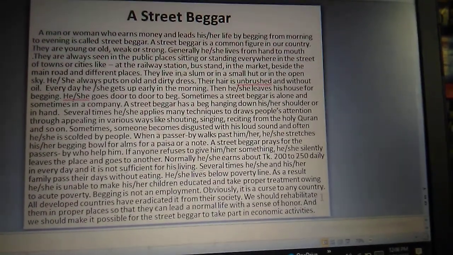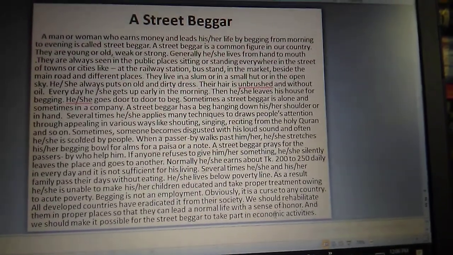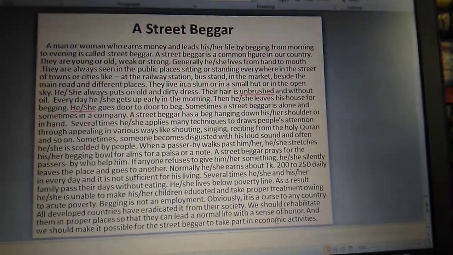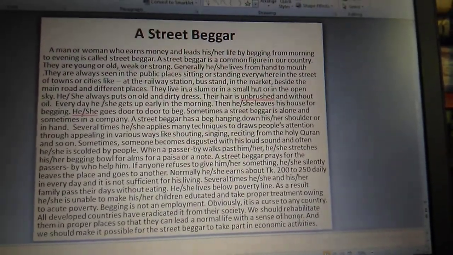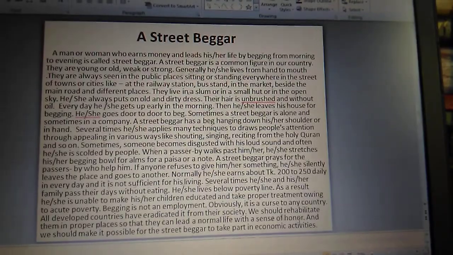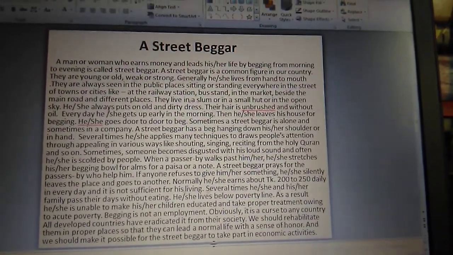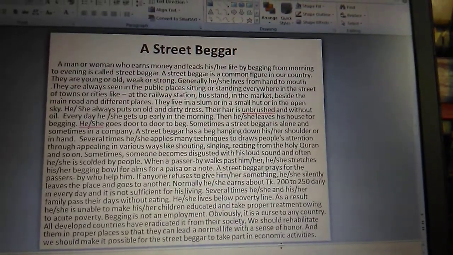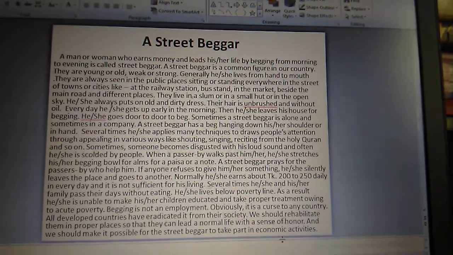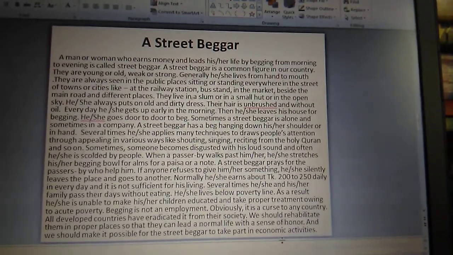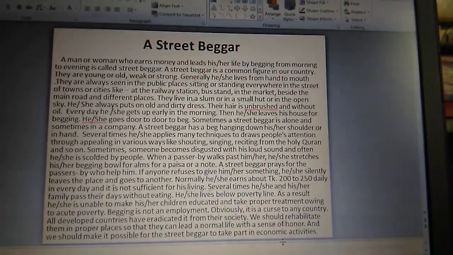We should rehabilitate them in proper places so that they can lead a normal life with a sense of honor. We should do something for them, we should arrange a place for them, we should arrange works or activities for them, and we should make it possible for the street beggar to take part in economic activities. Then their style of life will be changed, and it will help to enrich the economy of the country.